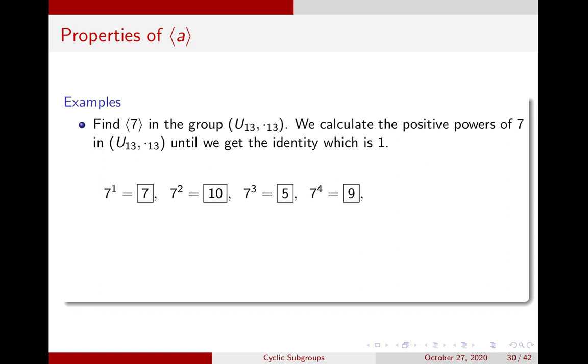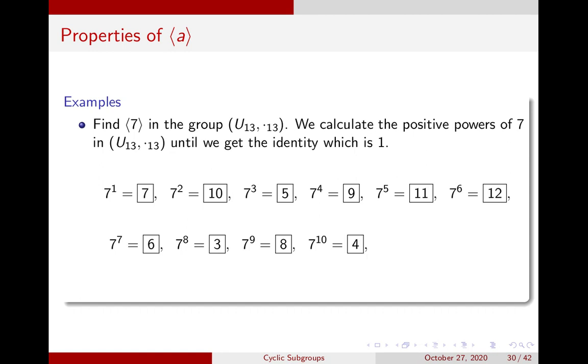7 to the fourth is 9. Still waiting for the identity here. 7 to the fifth is 11. 7 to the sixth is 12. 7 to the seventh is 6. 7 to the eighth is 3. 7 to the ninth is 8. 7 to the 10th is 4. 7 to the 11th is 2. Finally, 7 to the 12th is 1.